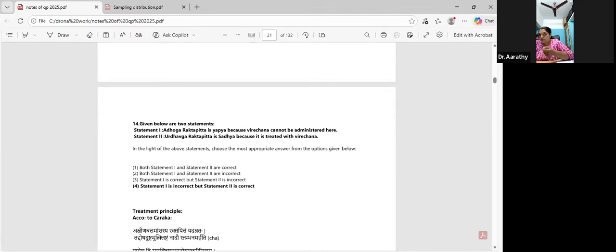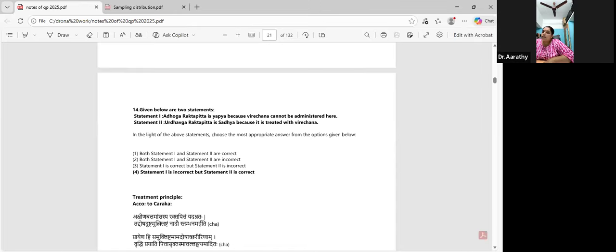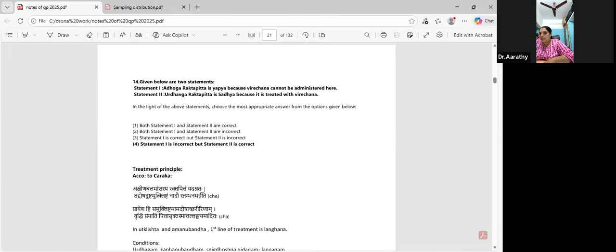When you come across those things, just note it down. That's it. That is what you need. It would be very much easier for you if you compile it initially itself. Okay. So as far as Raktapitta is concerned, Adhoga Raktapitta is Yapya because it is Vamana Sadhya, and Alpa Aushadha, right? Those are the reasons given, right?